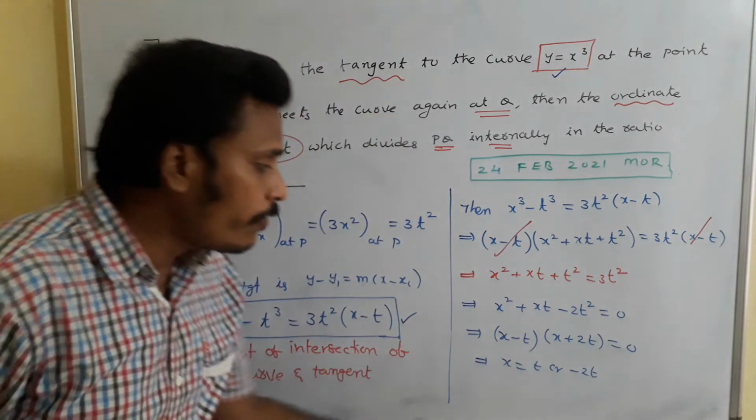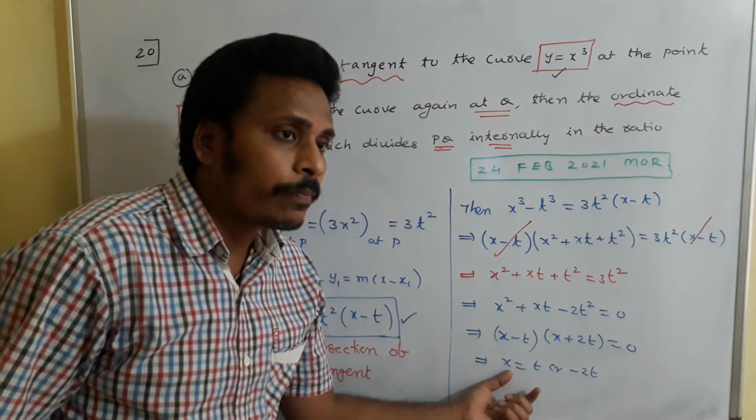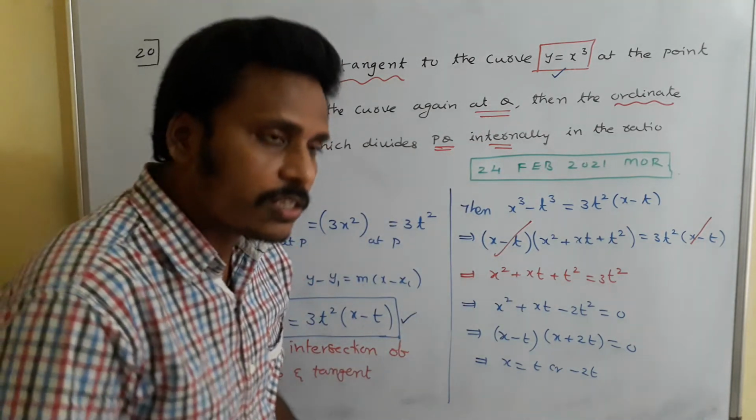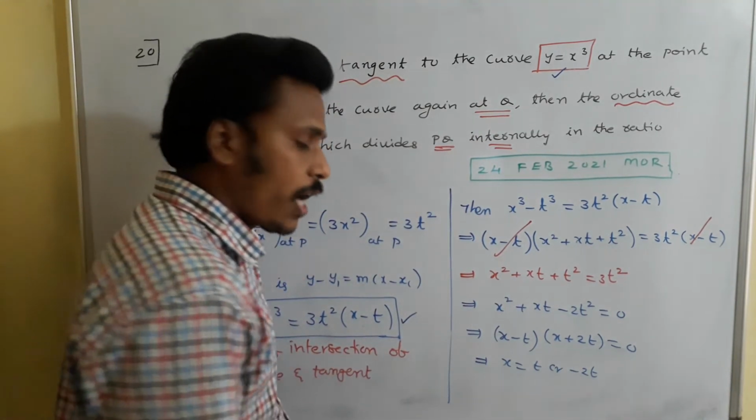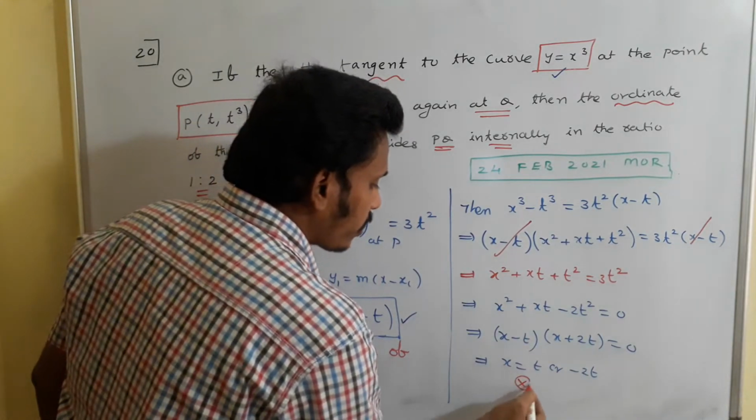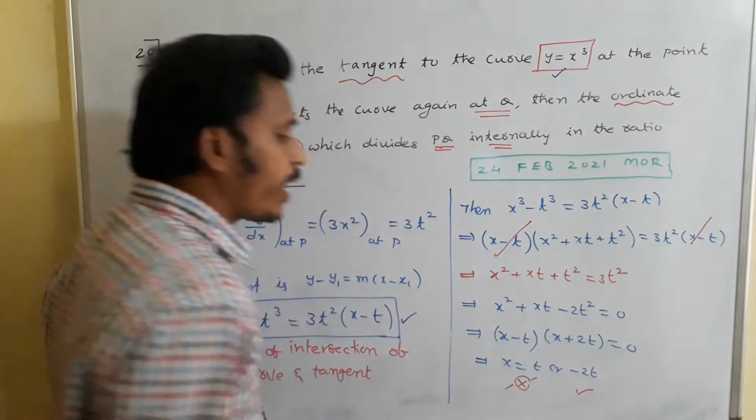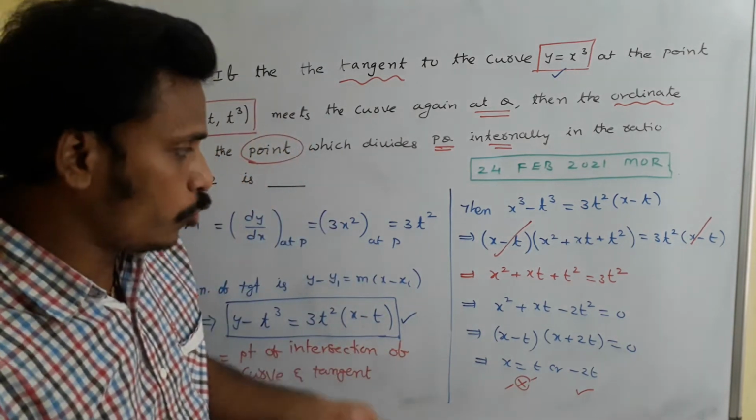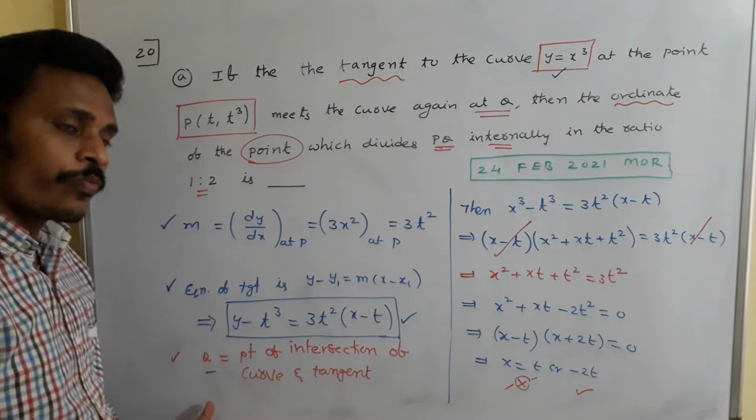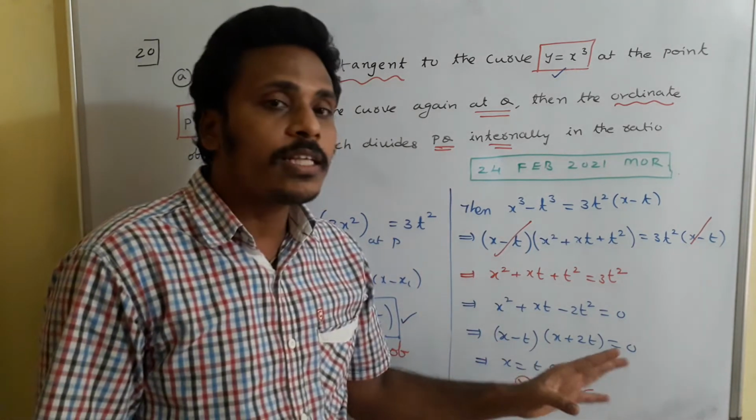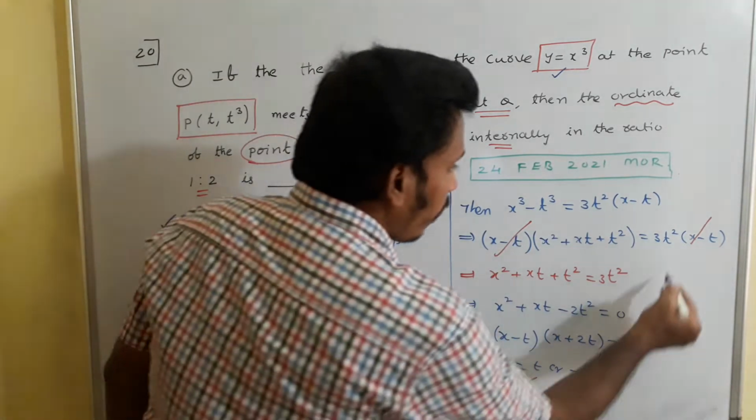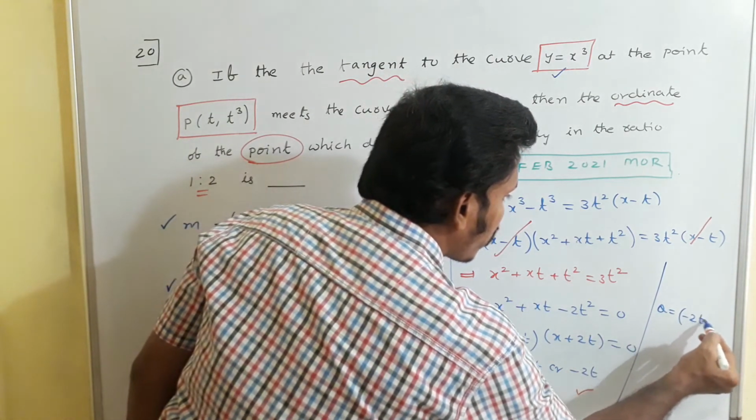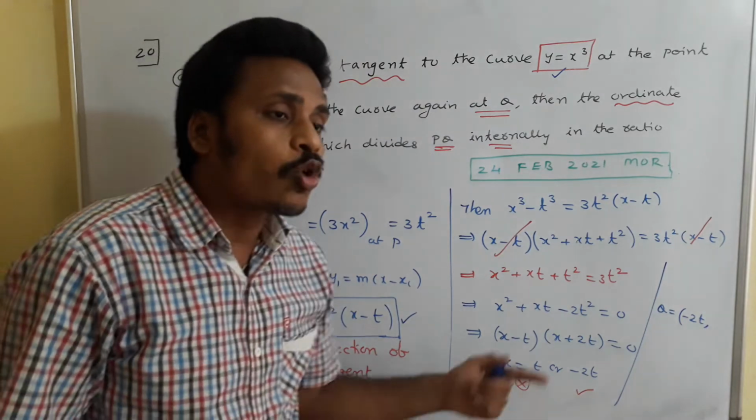As I said, if x is equal to t, both the points p and q coincide. So since we are searching for a different point on the curve other than p, you just neglect this x equals t and pay attention to x equals minus 2t. Since we are searching for q, the x coordinate of q is minus 2t. So finally q is simply nothing but its x coordinate is minus 2t. Q is also on the curve again.